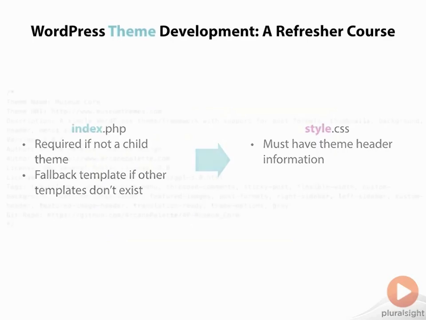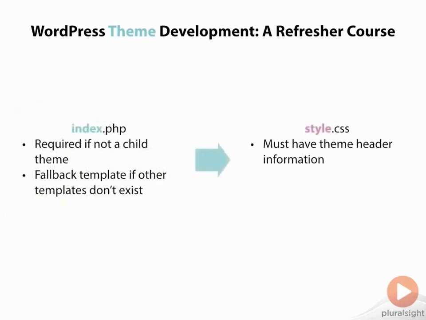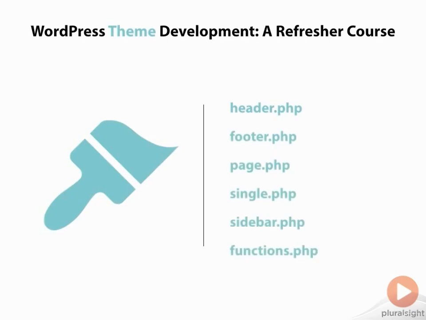The style.css must have the theme header information, or WordPress won't recognize it as a theme. And index.php must be present unless the theme is a child theme. This is the default template that acts as the fallback template for all other templates if they don't exist. There may also be any number of other files that have standardized names that WordPress will look for and use if they exist. These may be header.php, footer.php, page.php, single.php, sidebar.php, and functions.php.